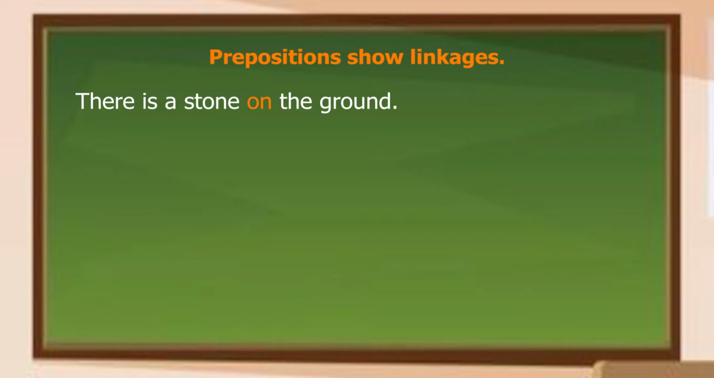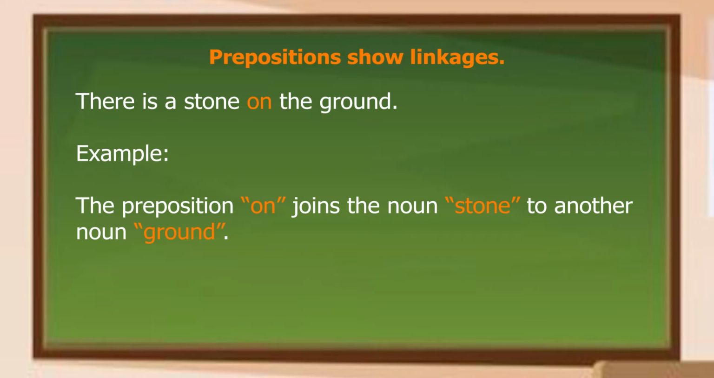Now prepositions show linkages. There is a stone on the ground. The preposition on joins the noun stone to another noun, ground. So the preposition on shows the relationship. There's a relationship happening between the nouns, between stone and ground. The stone is located on the ground. And we know that ground is the object of on.